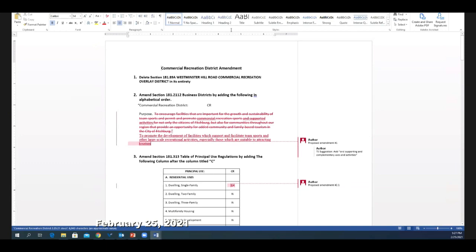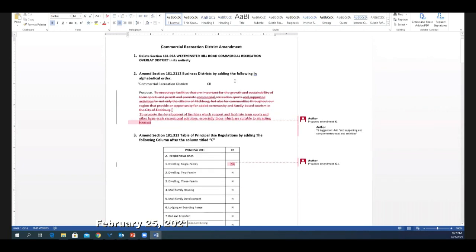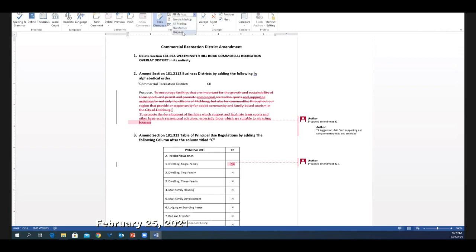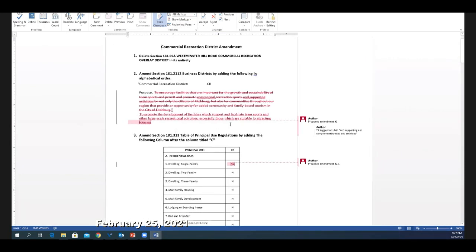And great. So it first proposes we delete the Westminster Hill Road Commercial Recreation Overlay District in its entirety, and then add the following in the business district. And again, you can see the original statement is here. The First Amendment in front of you this evening proposes removing that and adding a shorter statement to promote the development of facilities which support and facilitate team sports and other large-scale recreational activities, especially those which are suitable to attracting tourism. That was an amendment proposed by Councilor Zarella.